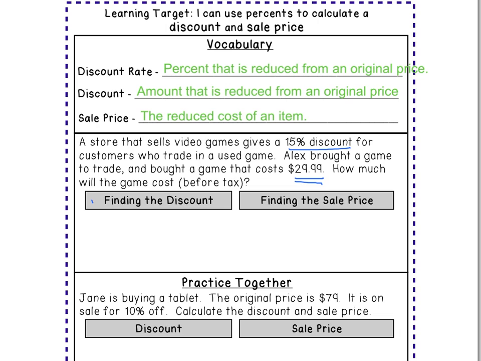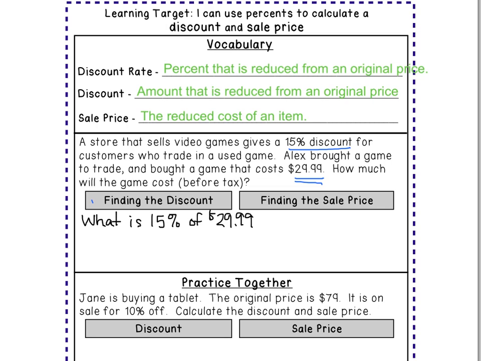So to find the discount, we need to think about what is 15% of $29.99. You can set up your is over of proportion. If you did that, it would be x over $29.99 equals 15 over 100. Or you can try using our equation.